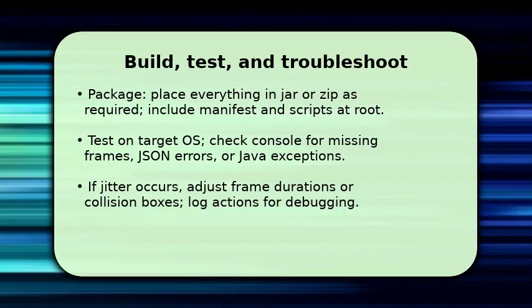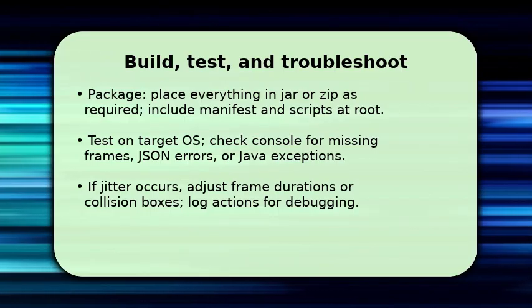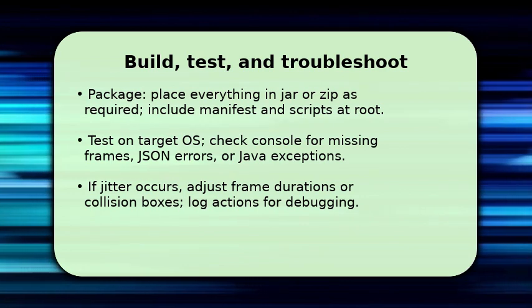If an animation stutters, make sure frame durations are consistent and collision boxes are not overlapping. Adjust offsets and reduce image size if CPU spikes. One key troubleshooting tip: enable verbose logging in your script to trace state.